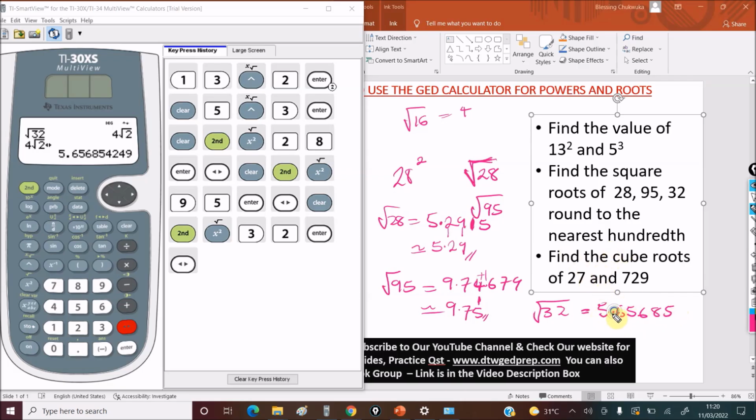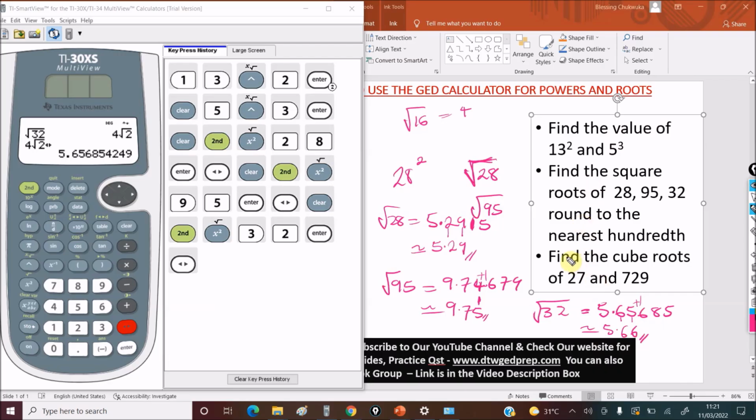Immediately after the decimal point, this is the 10th value, this is the 100th value. After the 100th value, is this number greater than 5 or equal to 5? It is greater than 5. 6 is greater than 5, so it means we can approximate a 1. So we add 1 to 5. So our final answer rounding up to the nearest 100 is 5.66. Can you see that? So that's how we do square roots.